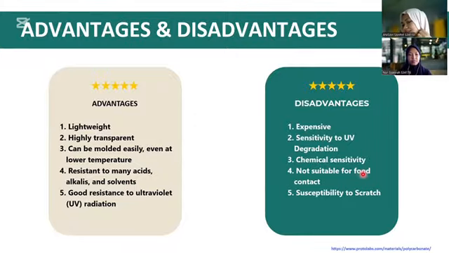However, polycarbonate also has disadvantages. The first one, it is slightly expensive compared to other polymers. It is also sensitive to UV degradation. It also has chemical sensitivity. Why? Because PC can be sensitive to certain chemicals, solvents, and cleaning agents. And it is also not suitable for food contact due to concerns about potential leaching of bisphenol A, or BPA. And lastly, it is susceptible to scratches. Polycarbonate can scratch more easily than glass without an additional protective coating.